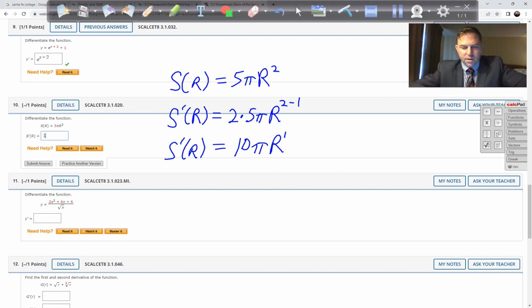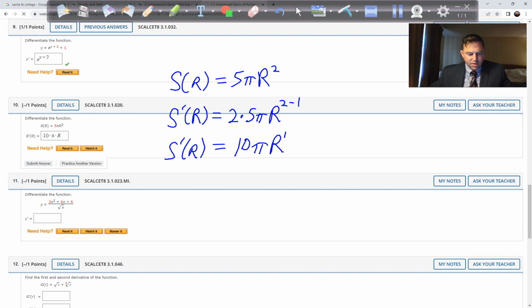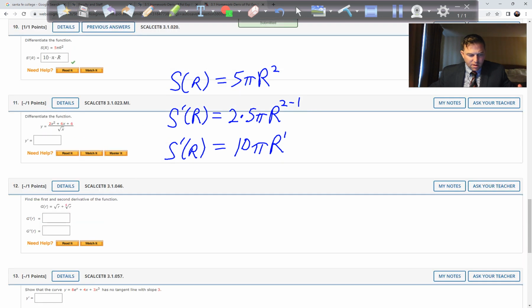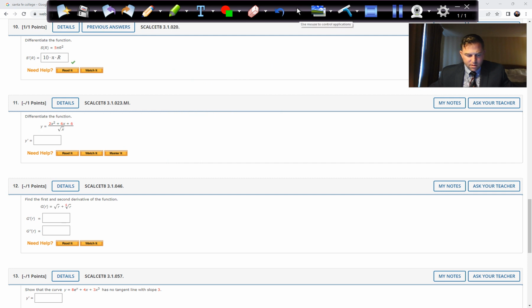Should be pretty quick and easy. Let's see, how do they do pi here? Times r. And you can just write r to the first as r. Don't even know if I need those times in there. Let's see. Yep, so that works just fine. Okay, that's problem 10.